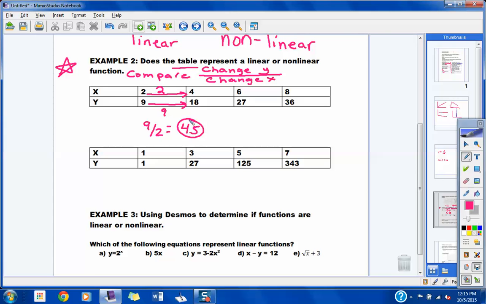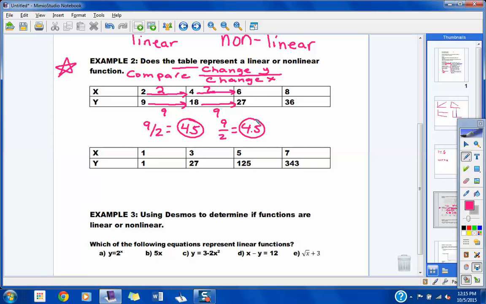Check this next one here, guys. Going from 18 to, say, 27. What's your change going from 18 to 27? 9. What's your change from 4 up to 6? 2 again. So we have change in y over change in x: 9 over 2 again, right? Which is going to be what value? 4.5. Do they match so far?